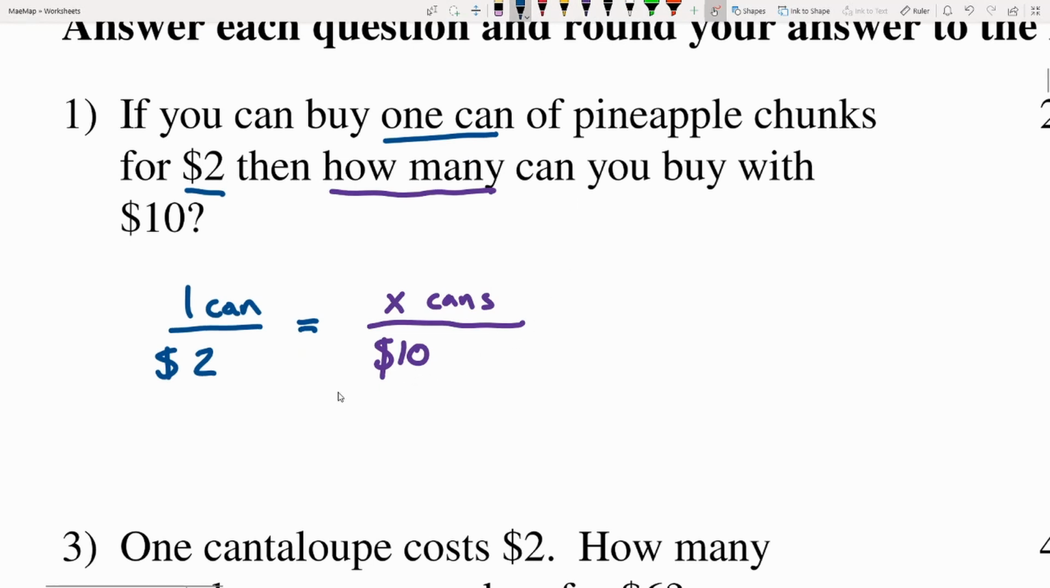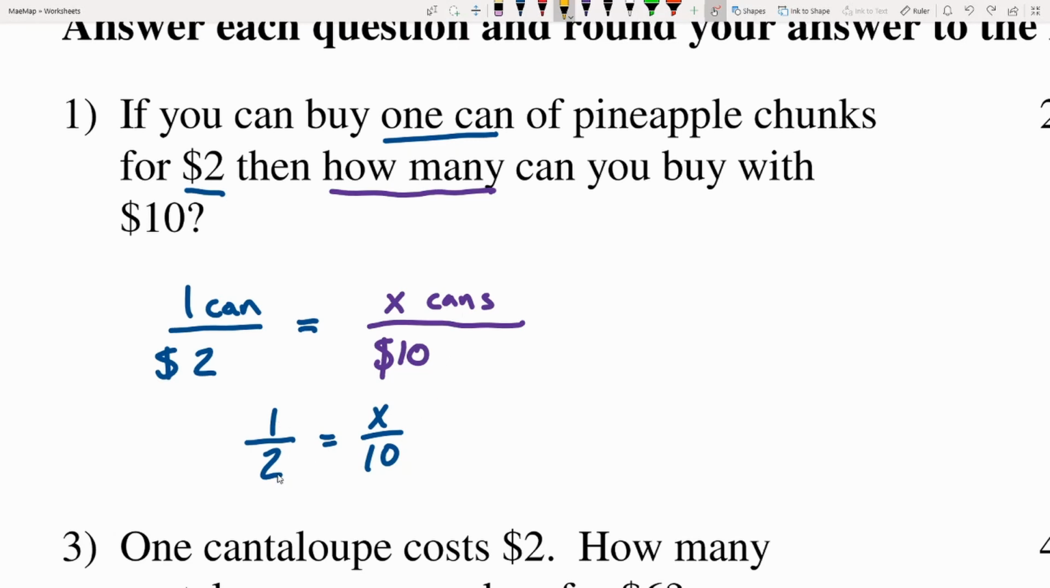In all honesty, it might be easier to take some of the labels off to see the proportion a little more clearly. So I'm just going to write 1 can over $2 as 1 over 2, and x cans over $10 as x over 10. Now we're just going to solve this proportion how we normally would. If you haven't done the proportions worksheet first, go ahead and do that now, or look it over as a quick refresher. But in order to solve, we can either cross multiply, or we can find some relationship, etc.